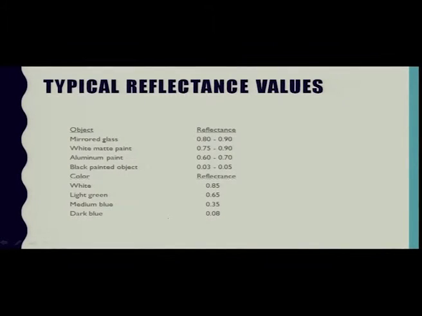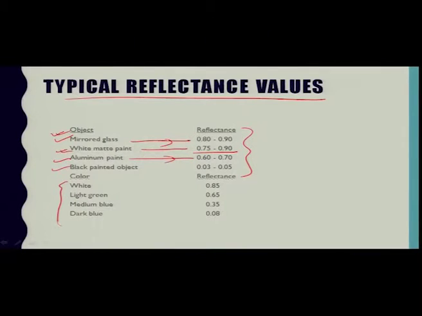There are various typical reflectance values that have been measured for several objects, some that are very important as far as optical study is concerned. The mirrored glass reflectance is 0.80 to 0.90, white matte paint has 0.75 to 0.90, and aluminum paint has 0.60 to 0.70. In this way these objects have their reflectance values, as well as some colors.